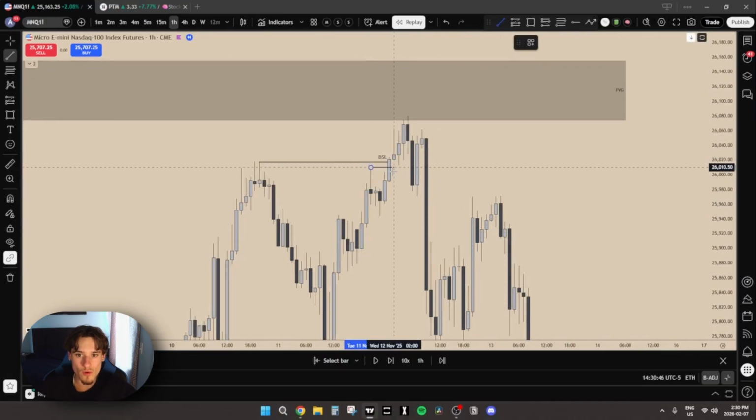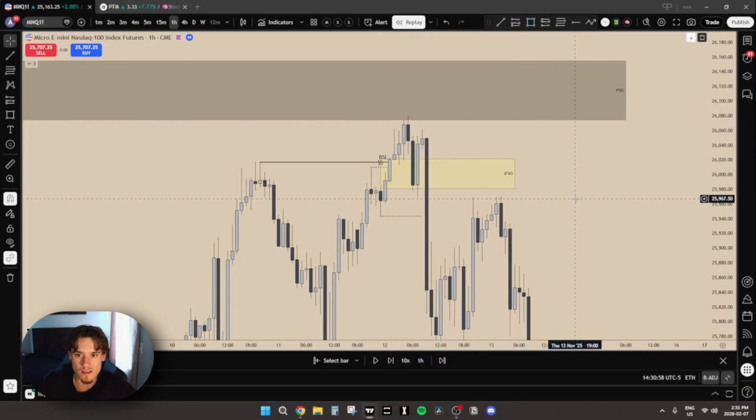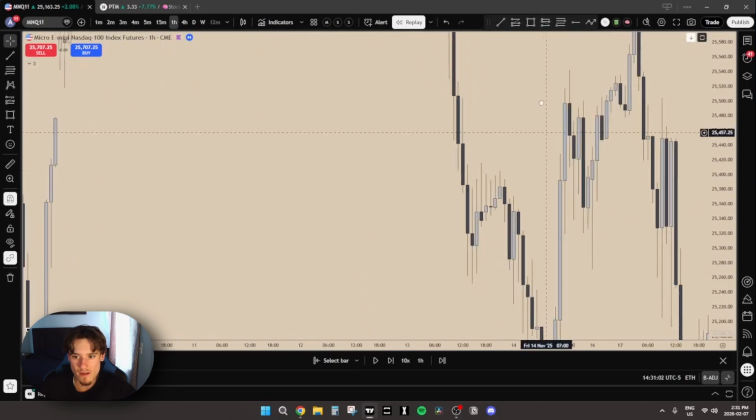Now, we look for our entry model. So what do we have? A manipulation leg, a market structure shift right at these lows, and we have that sort of inversion. I just pair them together because they are stacked inversions. And once we have that full break below, then we have that flush.